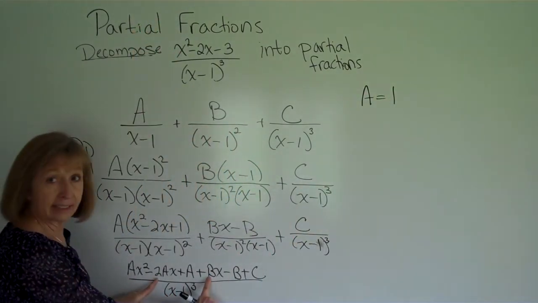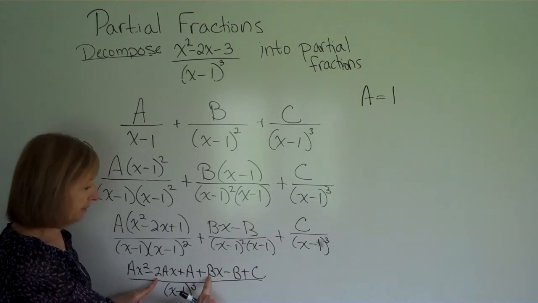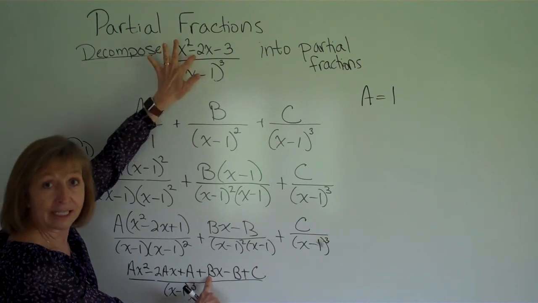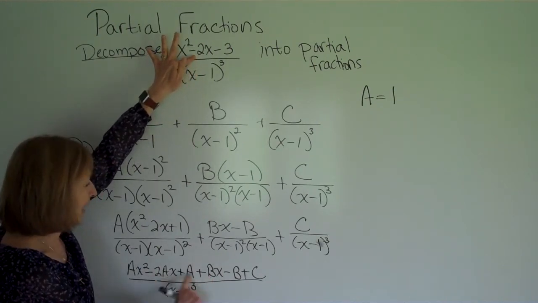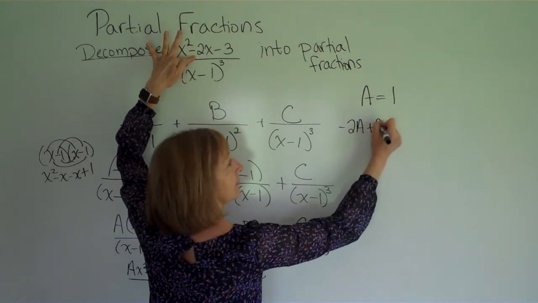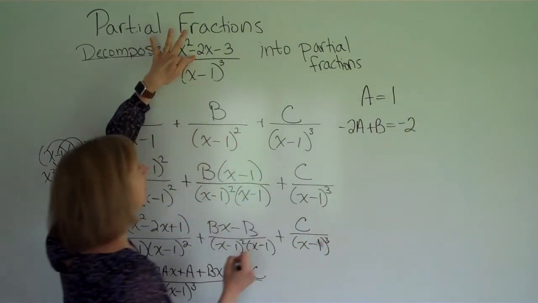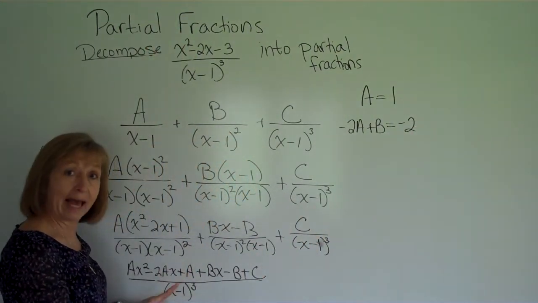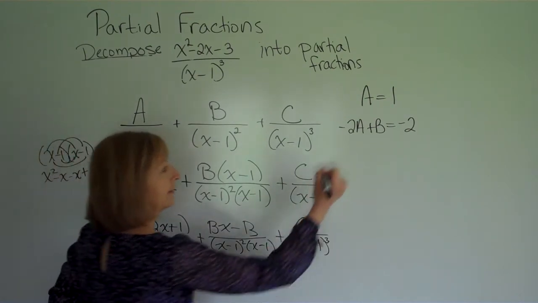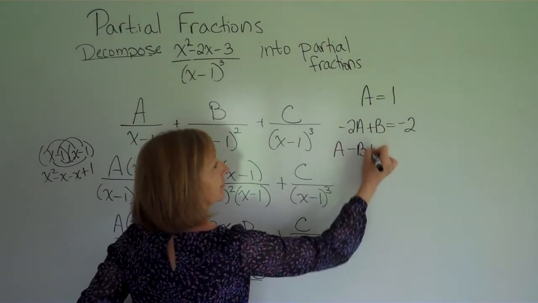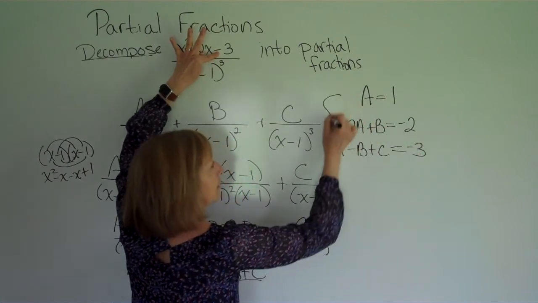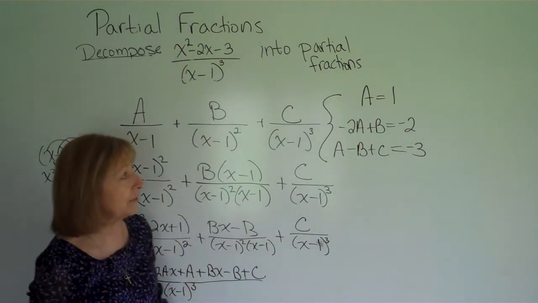Now the terms with the x's are the minus 2a and the plus b. So negative 2a plus b has to match the x coefficient in the original question. So negative 2a plus b has to equal negative 2. And then the ones without the factor of x, a, then minus b plus c, has to equal my constant negative 3. So that's your system that you need to solve.